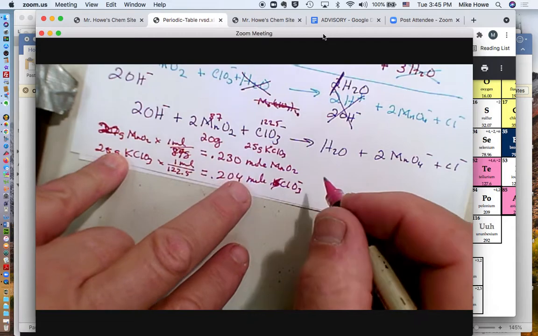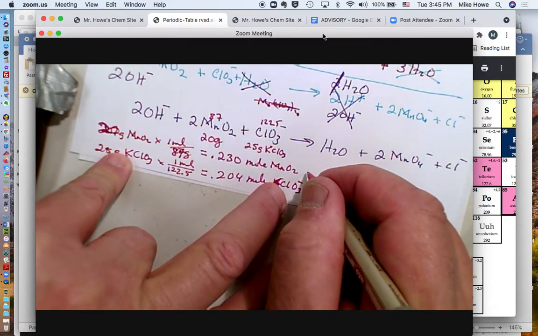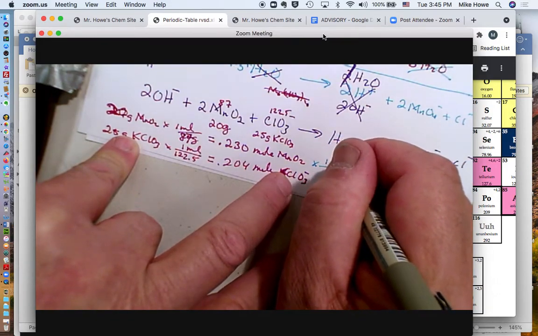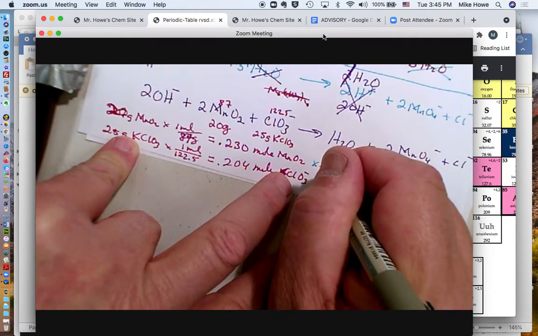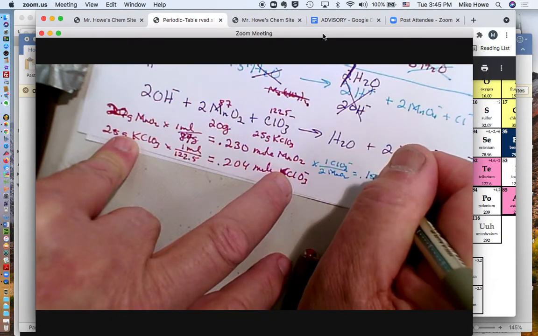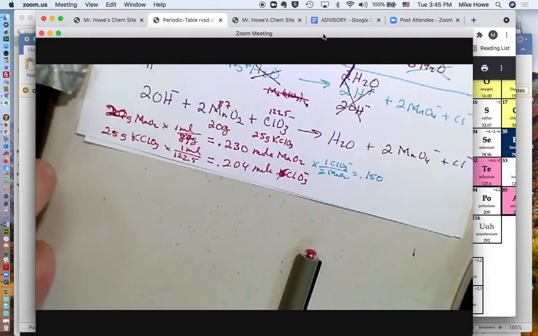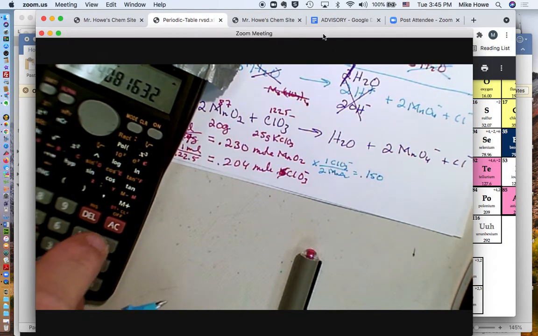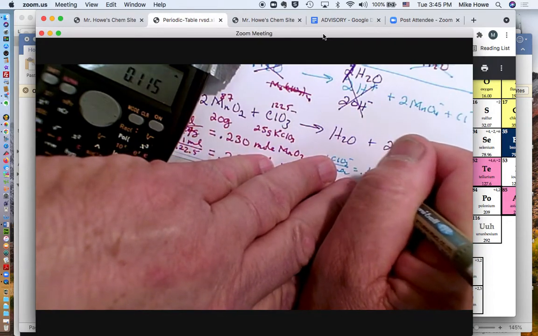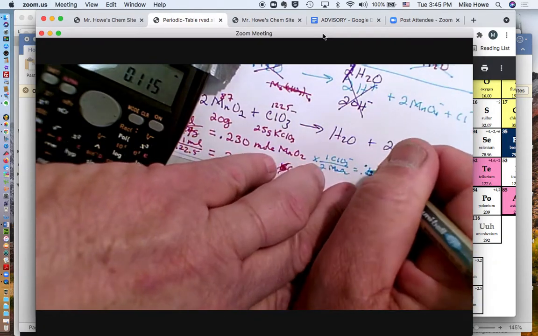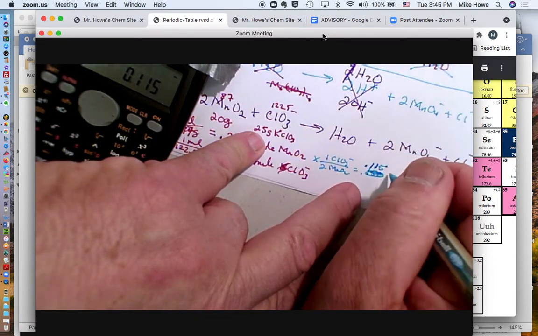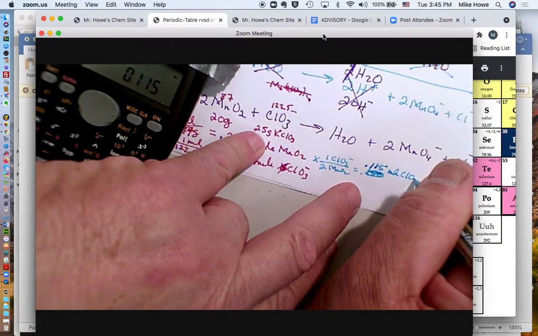All right, so now we are ready to go with calculating our limiting reactant. I'll just start with the top one. We know that we're going to need 1 chlorate ion for every 2 MnO2s. So this is going to be 0.230 divided by 2. Oh, gosh, 0.115. I made a mistake there. I'm rushing. It's supposed to be somewhere in 10 minutes. So 0.115 is the number of moles of chlorate that we would need.